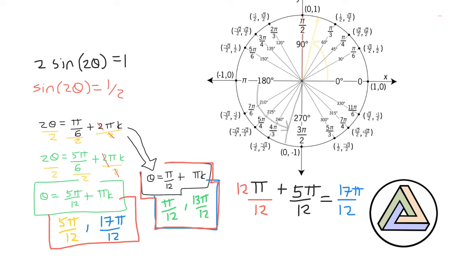So when your teacher asks you, what are all the solutions to this equation? Well, all the solutions are 5 pi over 12 plus pi k and pi over 12 plus pi k. If your teacher asks you, what are the solutions to this equation within the range of 0 to 2 pi, well, that would be 4 angles: 5 pi over 12, 17 pi over 12, pi over 12, and 13 pi over 12. All right, so that's how you do that one.